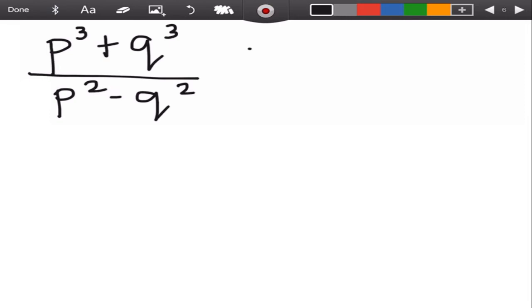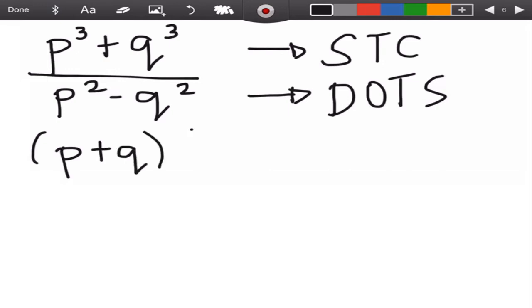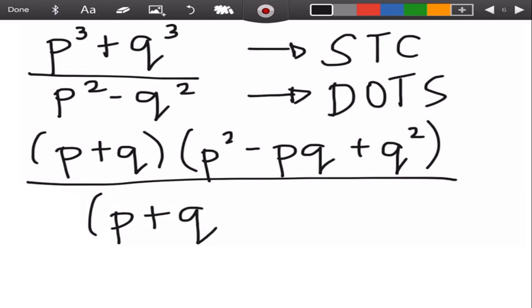So in this example, we will use two factoring methods. For the numerator, we will use the sum of two cubes. And then for the denominator, we will use the difference of two squares. So the factors of the numerator will become p plus q and then p squared minus pq plus q squared. And then the denominator will be factored as p plus q and then p minus q.